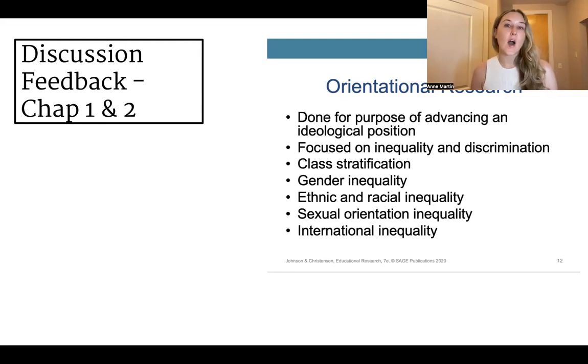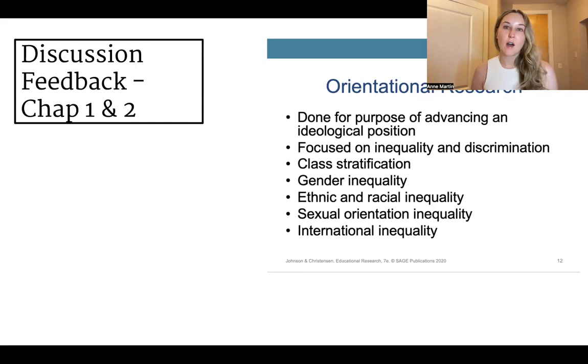So that when you are evaluating research that's done from an orientational perspective or critical research, you should make sure that the researchers have stated what assumptions they're making before planning and carrying out their study and analyzing their study.